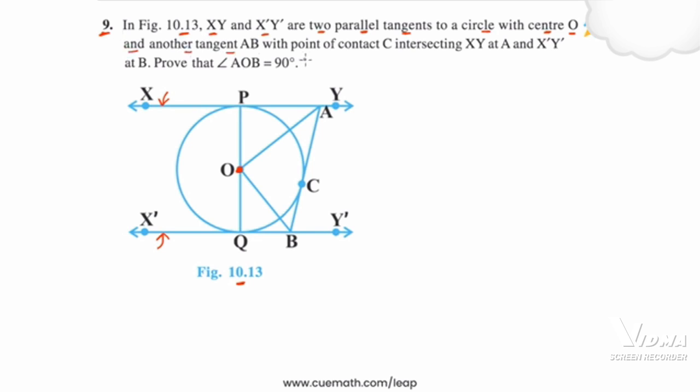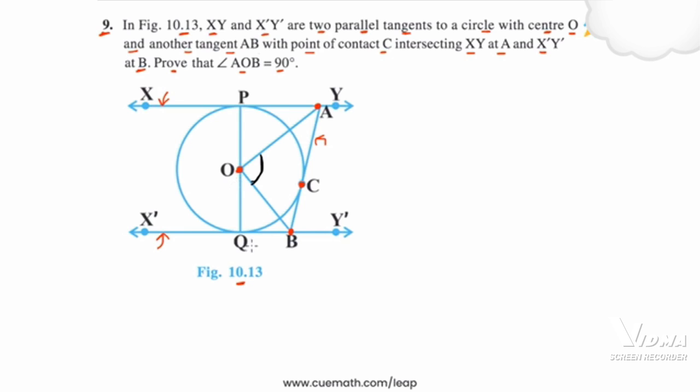And another tangent AB with point of contact C intersecting xy at A and x dash y dash at B. So this segment here, AB, is also a tangent to the circle. The point of contact of this tangent is C, this point here, and this tangent intersects xy at A, this point, and x dash y dash at B. Now we have to prove that angle AOB is equal to 90 degrees. So this angle here, angle AOB, which is subtended by the tangent AB at the center O of the circle, we have to show that this angle is equal to 90 degrees.